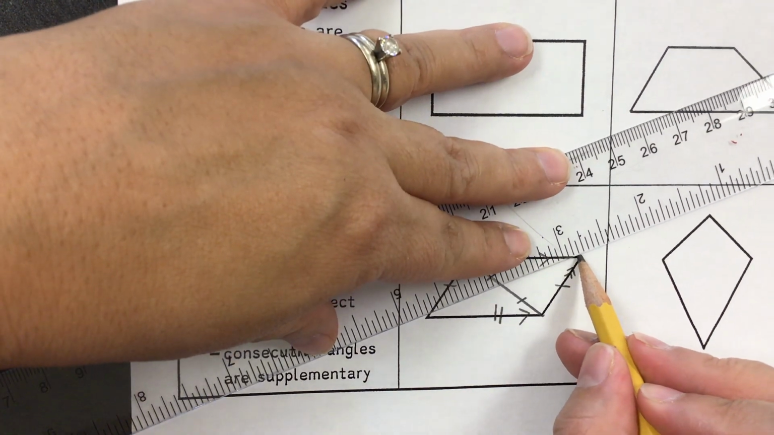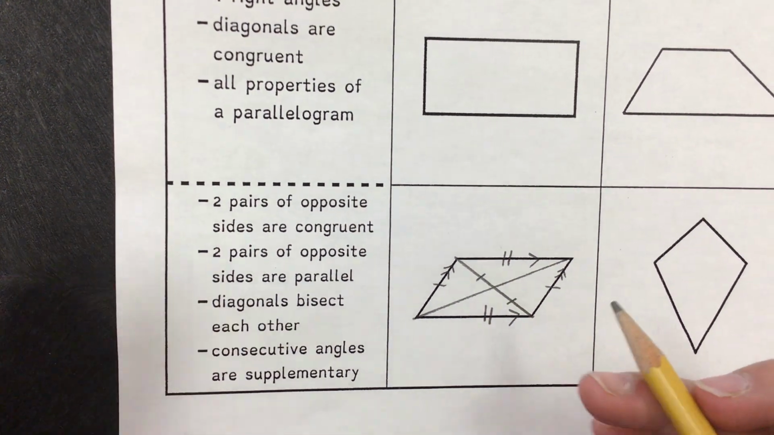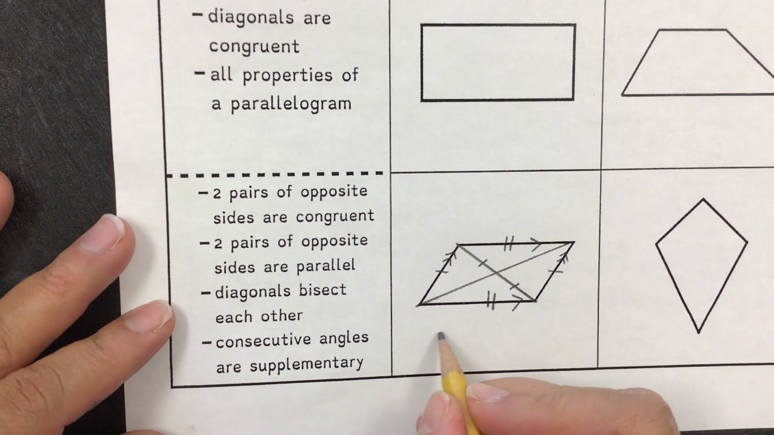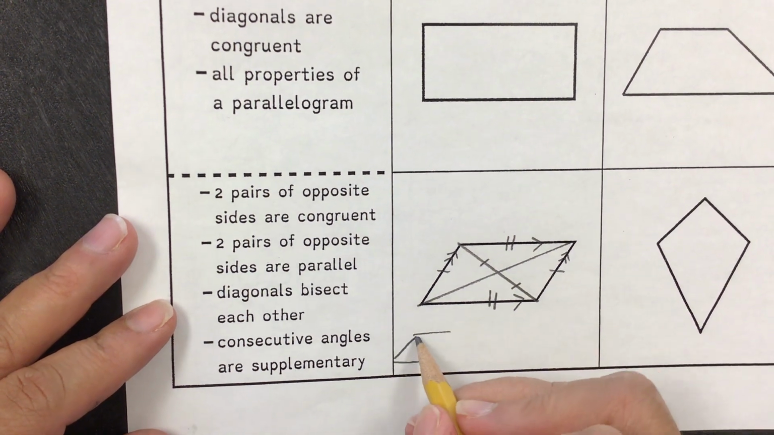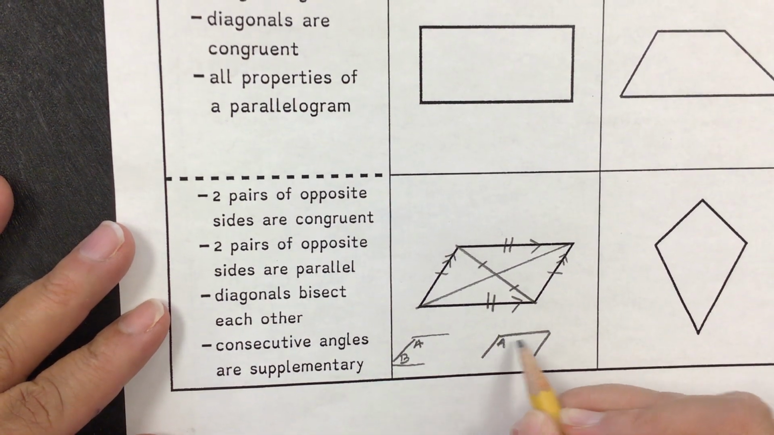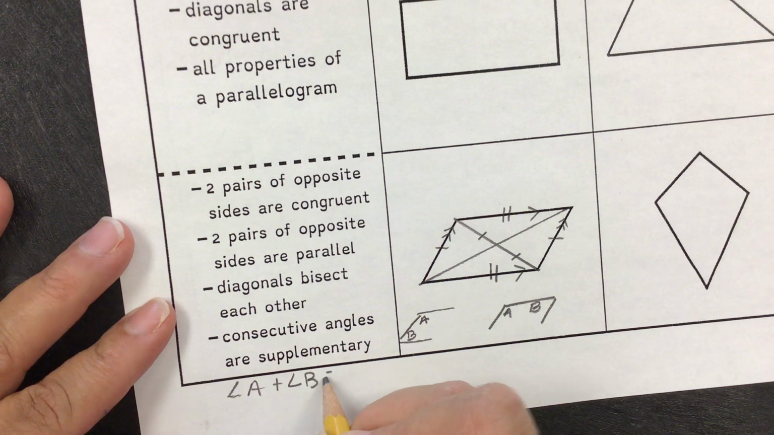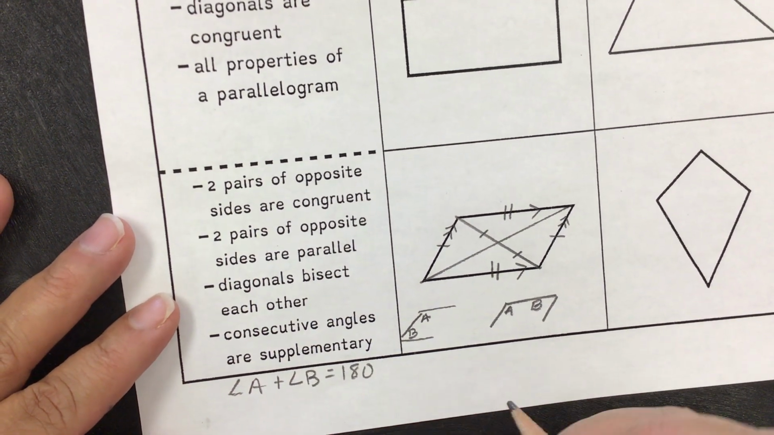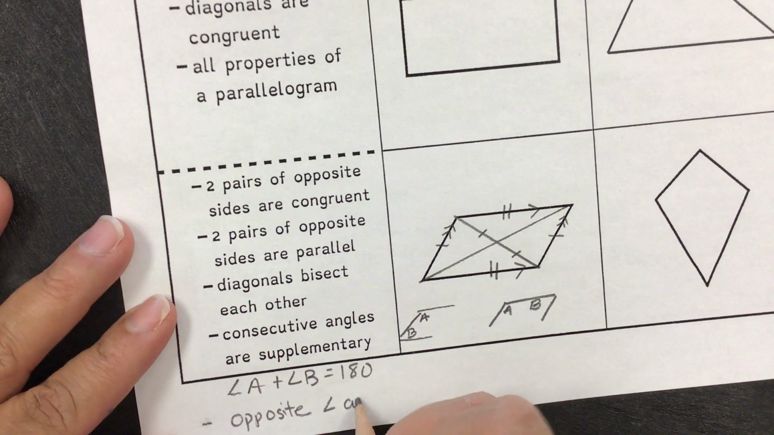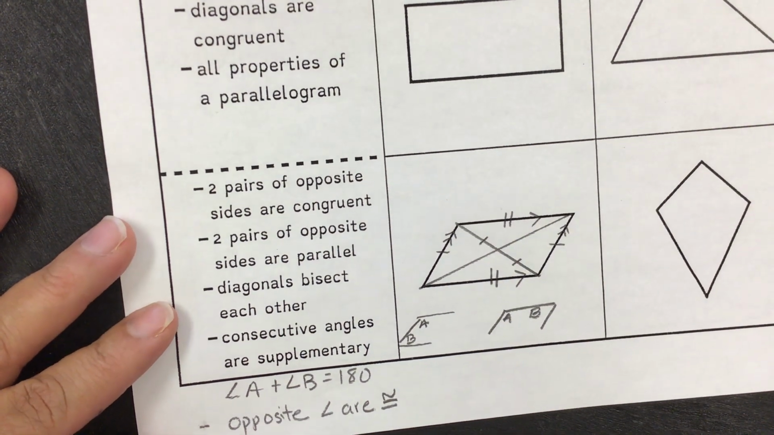I'm not going to make any more notations on the diagonals, even though they all bisect, so this pair also bisects. It's just too many notations in one picture. Consecutive angles are supplementary. What that means is the angles next to each other are equal to 180. So this one and this one would equal 180, but so will these two. So what I'm going to write is that angle A plus angle B is equal to 180. The other one that's not on here is that opposite angles are congruent. Don't forget that the opposite angles are equal to each other.